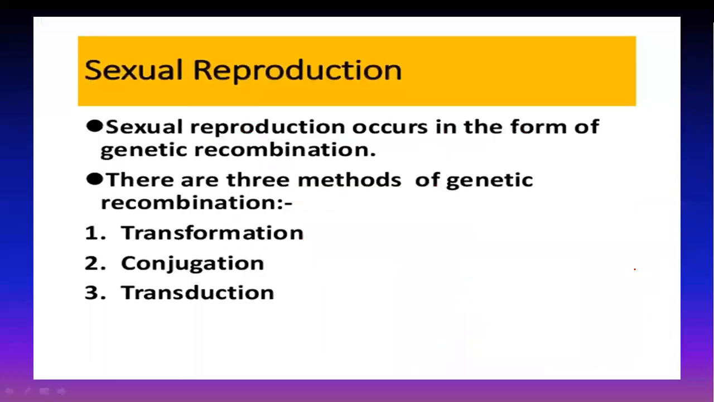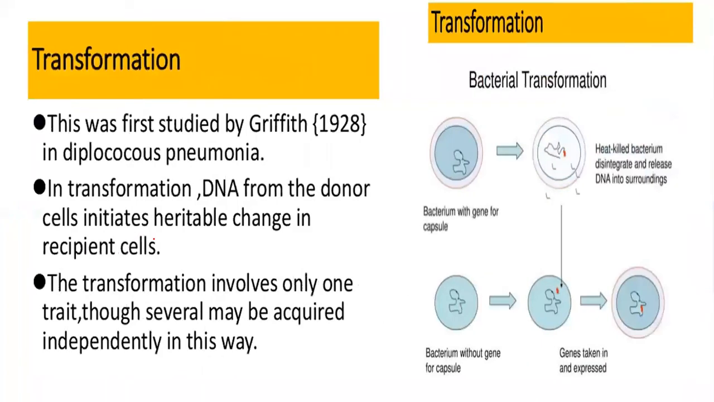Now we will see sexual reproduction. Is there sexual reproduction in microorganisms? Yes, but through very simple procedures, not a complete fusion of the genetic material, but there is a combination of the cells. That is called transformation, conjugation, and transduction. So first of all, we will see transformation.